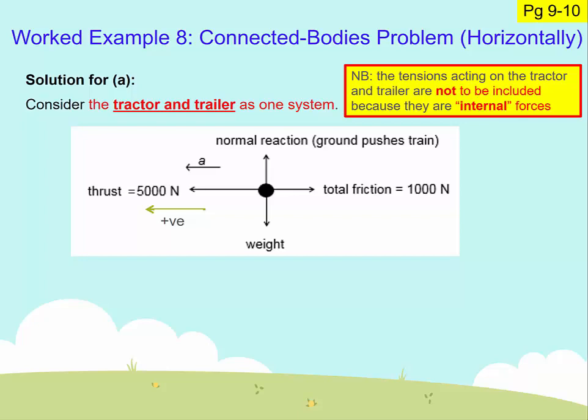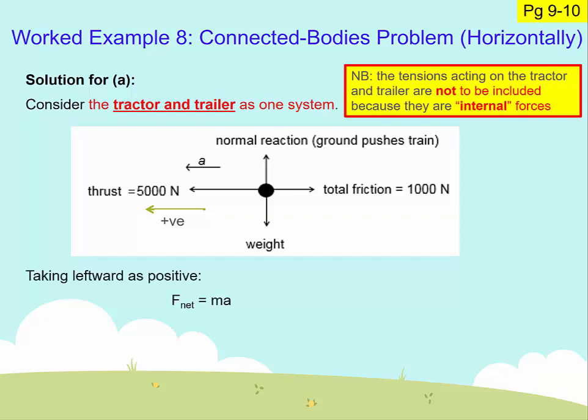Part A. Consider tractor and trailer as one system. Notice the tension acting on the tractor and the trailer are not included because they are internal forces. So now we represent this one system with one ball. In a free body diagram, you can always represent a complicated body as one ball. So it is acted on by a thrust towards the left, that pushes it forward, and then a friction backwards, and a weight downwards and normal reaction upwards.